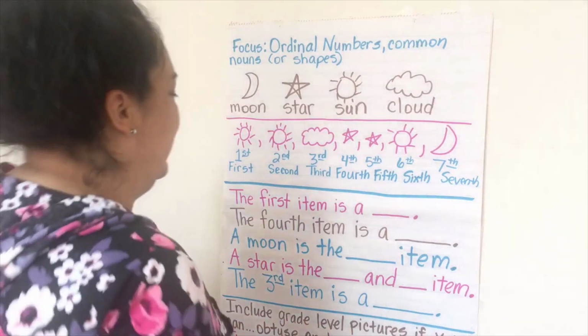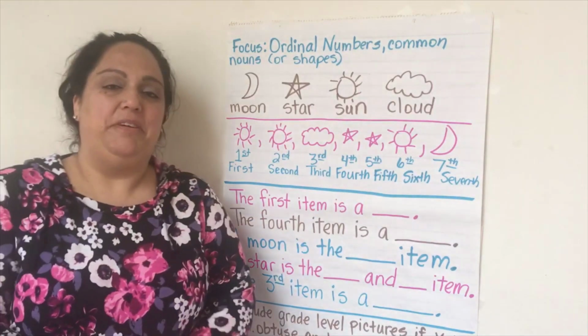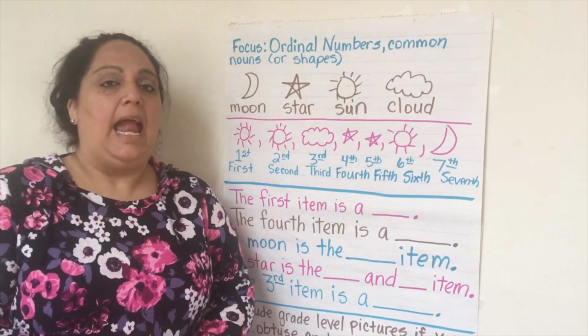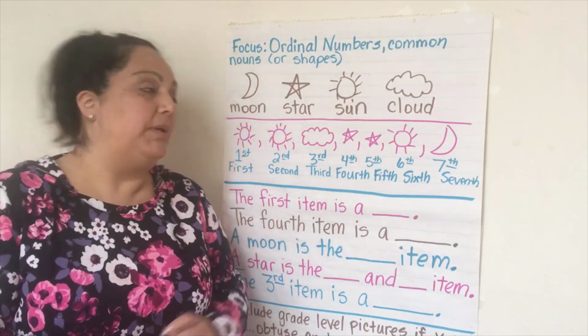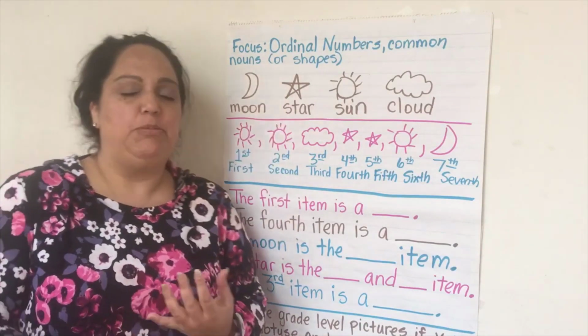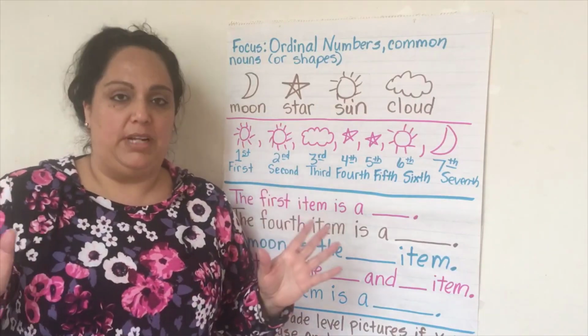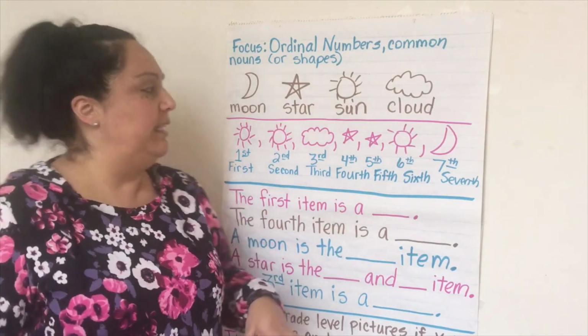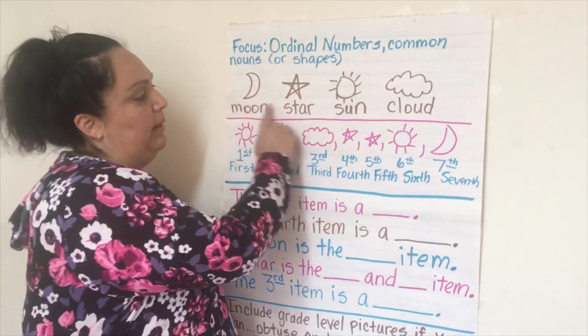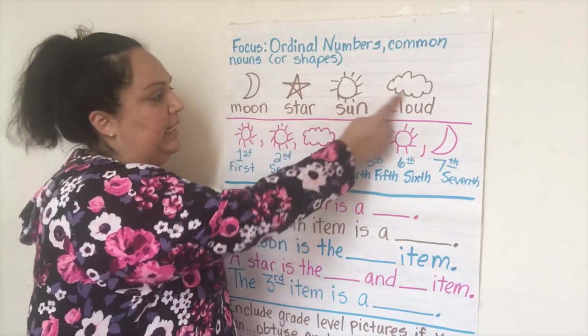Hi, newcomer teachers. So today we're going to do a brief lesson on ordinal numbers and possibly common nouns, but I did write here you could use shapes, you could do math vocabulary, whatever it is you want to do. So I'm going to go ahead and get started. So I here picked 4 objects. You could pick any 4 objects.